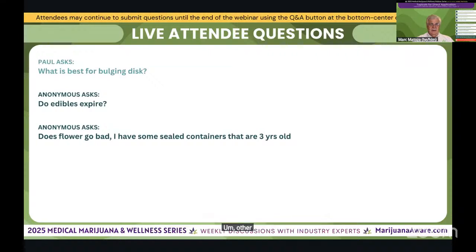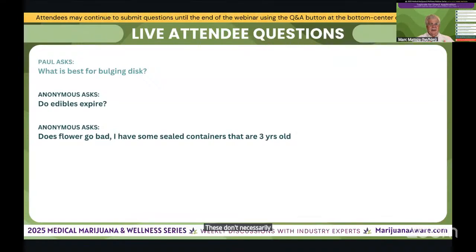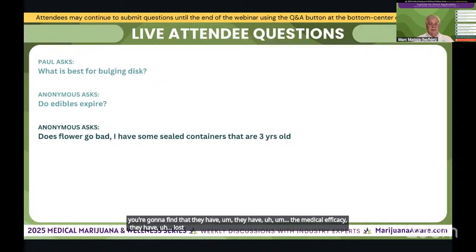Another question is, do edibles expire? It's really the same expiration date as a patch. Typically, edibles will last between 1 to 2 years without much of a problem. After that second year, it's not a matter of expiration. When we buy food products, we worry about them going bad. These don't necessarily go bad, they just lose their medical efficacy. After about 4 years, they have lost a lot of their sparkle, their luster, so I'd really keep them up to date.